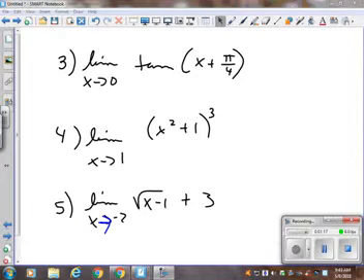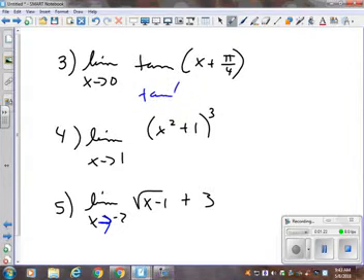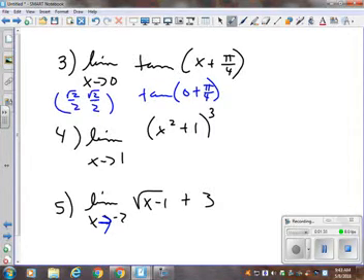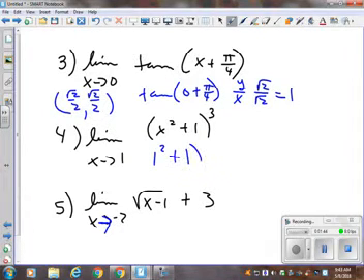So in checking your answers here, we're looking for the tangent of 0 plus pi over 4, which is just pi over 4. Pi over 4, if you remember, is the point square root of 2 over 2, square root of 2 over 2. Tangent is y over x, which is the square root of 2 over the square root of 2, which is 1. And number 4, 1 squared plus 1 to the third power is going to be 2 to the third power, which is 8.